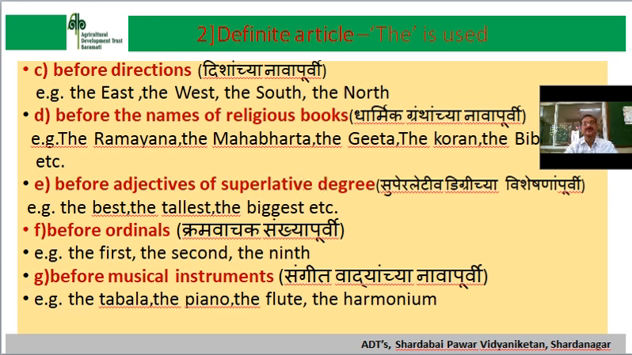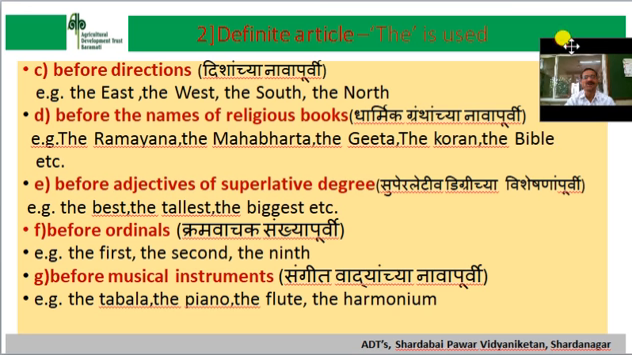The is also used before directions: the east, the west, the south, the north, etc. Before the names of religious books, the is used: the Ramayana, the Mahabharata, the Gita, the Quran, the Bible, etc. The is used before adjectives of superlative degree: the best, the tallest, the biggest, etc. Before ordinals, the is used: the first, the second, the ninth. Before names of musical instruments, for example, the tabla, the piano, the flute, the harmonium, etc.